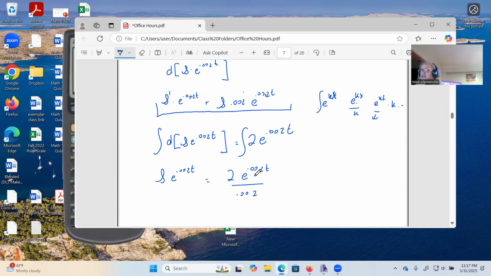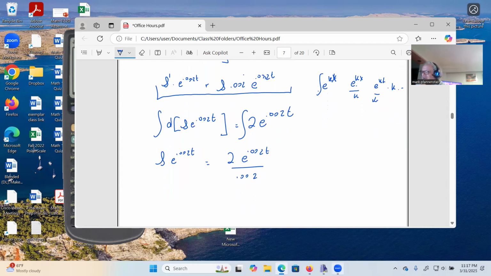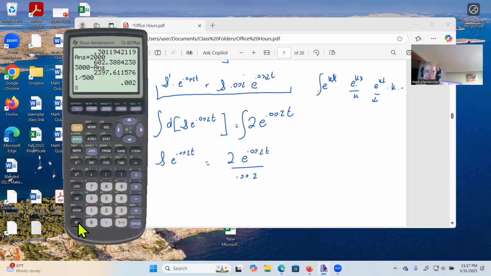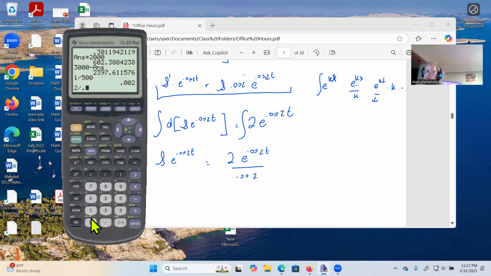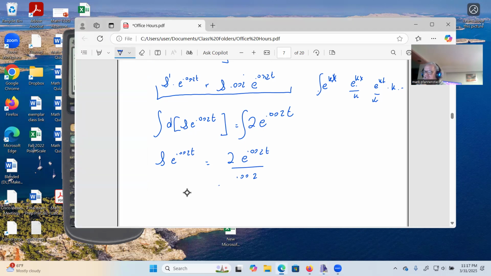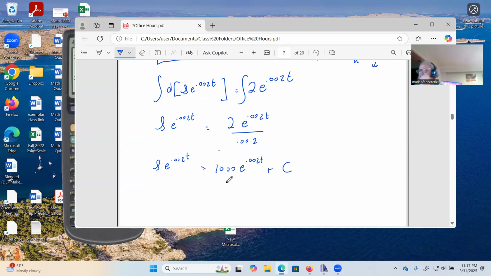Good. All right. So the only thing I'm going to do now is say, what is 2 divided by 0.002? Okay, it's going to be 1,000, but we'll just double check what's going on there. It's 1,000. So we have s e to the 0.002t equals, this canceled, 1,000 e to the 0.002t plus c, because we just integrated. Don't forget the constant of integration. It's really important for problems like this.